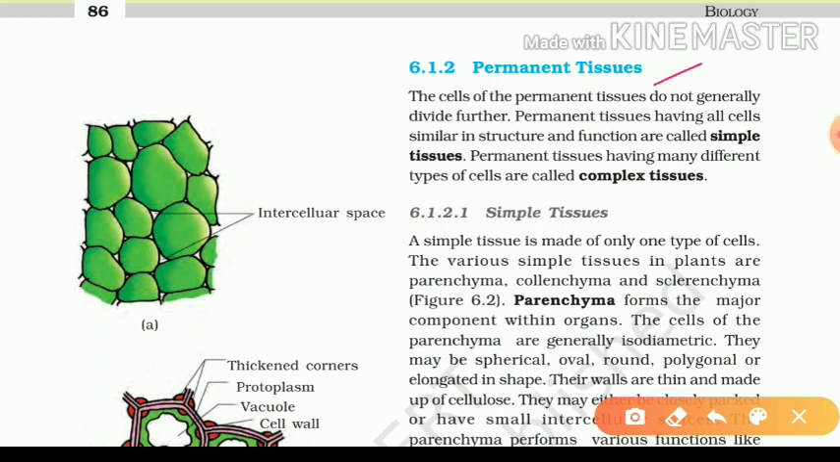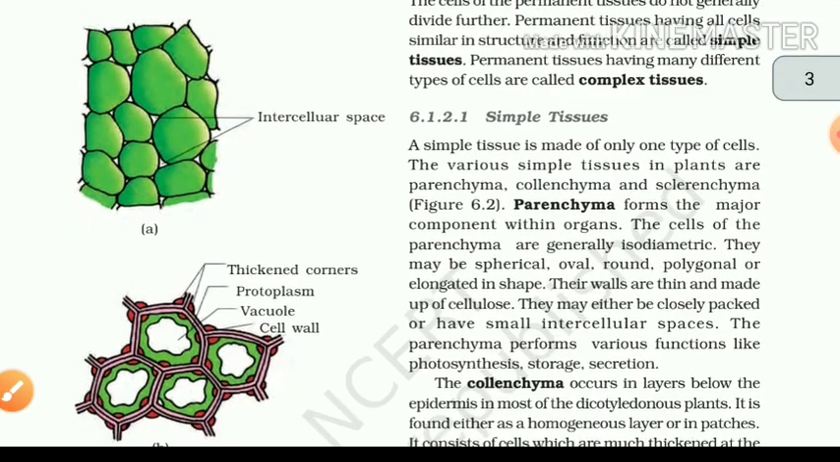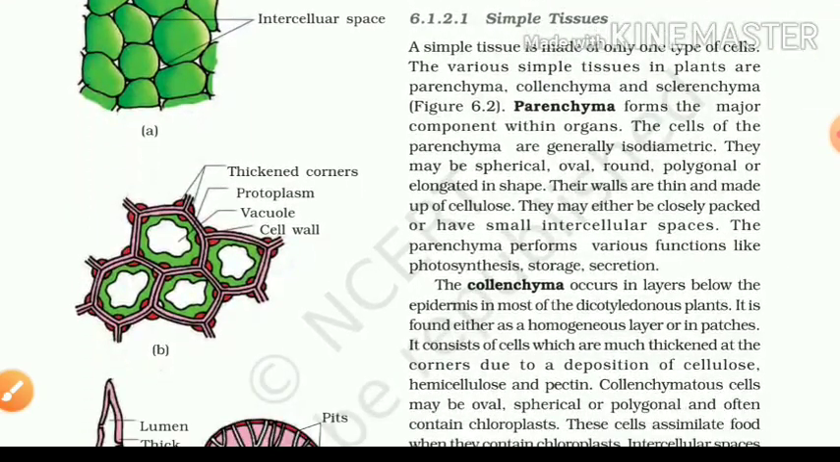So guys, cells of a permanent tissue do not generally divide further. Those undivided cells we can say form a permanent tissue. A permanent tissue in which all cells have similar structure and function is said to be a simple tissue. If they have many different types of cells, then we can say it is a complex tissue. So let us move on to simple tissue. Simple tissues are parenchyma, collenchyma and sclerenchyma.